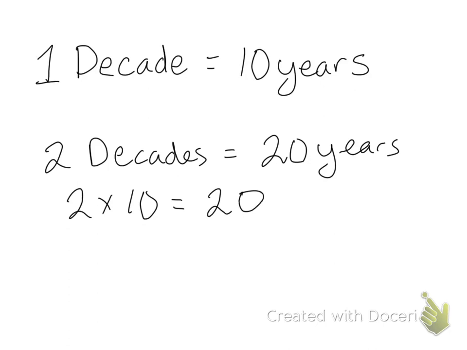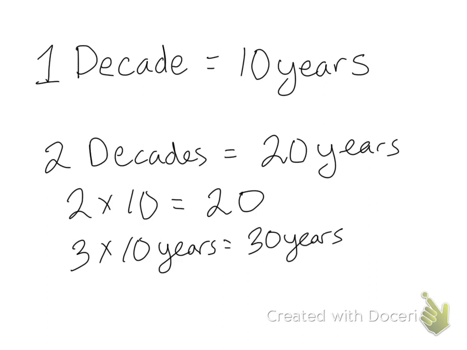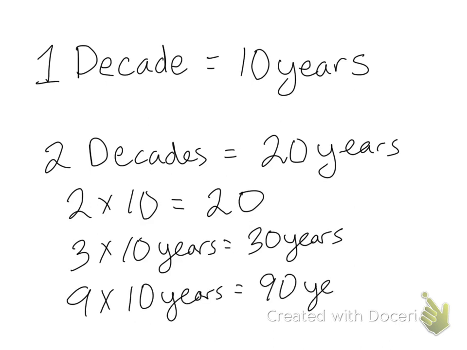So if I have 3 decades, that would be 3 groups of 10 years. That would equal 30 years. Okay, all the way up to 9 groups of 10 years. And that would equal 90 years. Okay, so if you notice, anytime we're multiplying by 10, the answer is always the number I multiply with a 0 at the end.